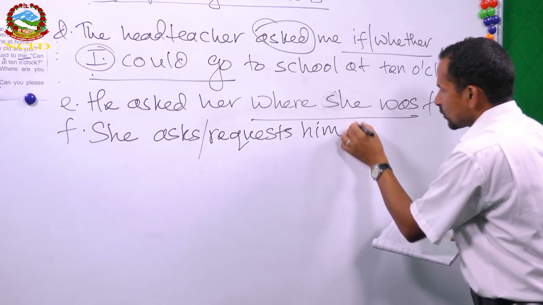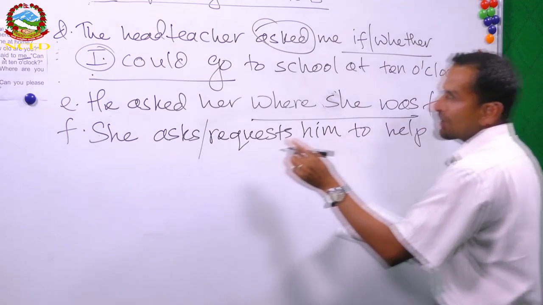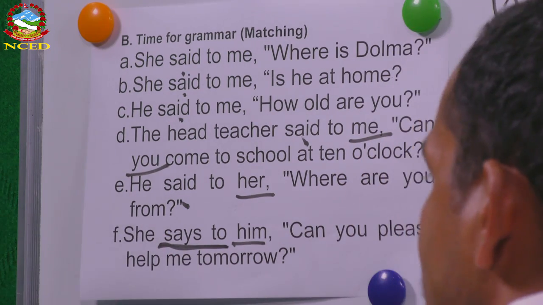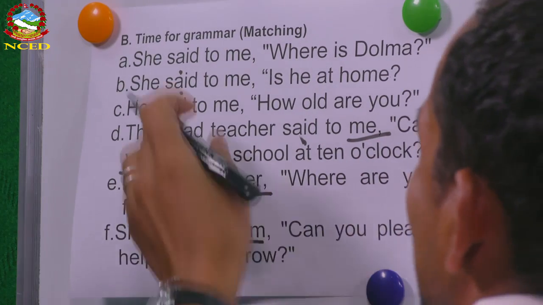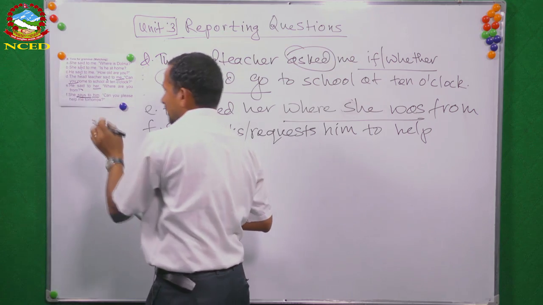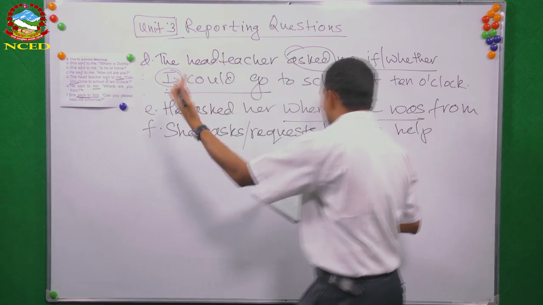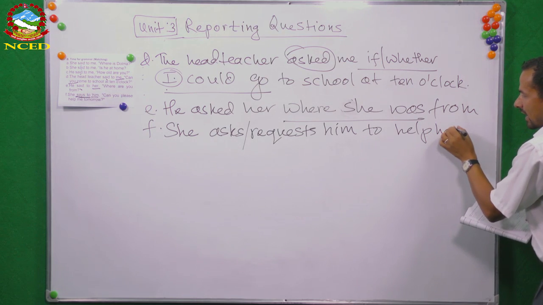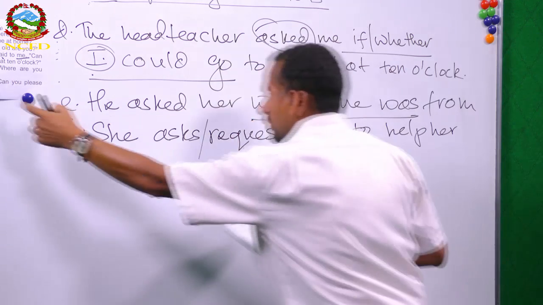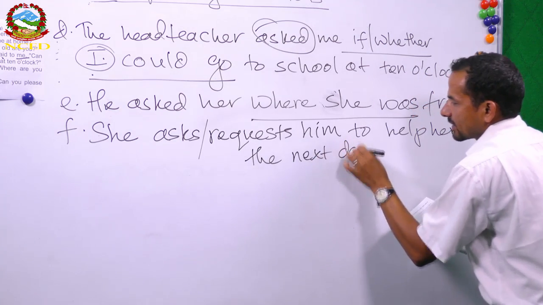So we use to here, to help. Me is changed into what? This is the first person, so the first person pronoun is changed into the third person pronoun according to the subject of the reporting clause. What is the subject? She, right? So me is changed into the object form, so her, to help her. She asks or requests him to help her. So how do we change tomorrow? The next day.